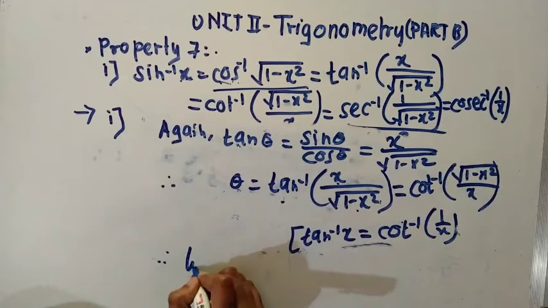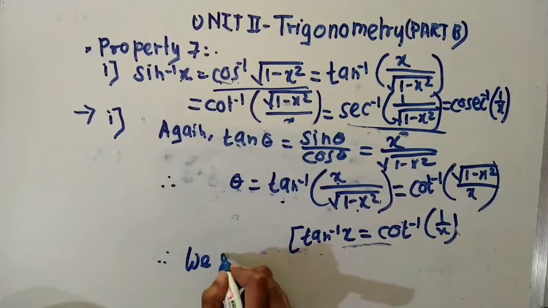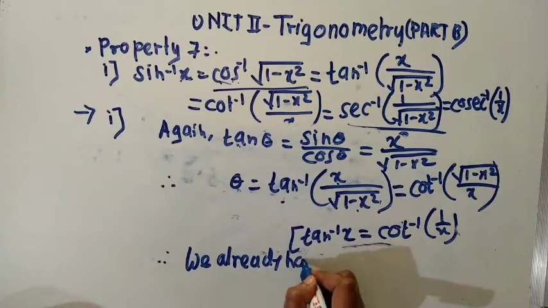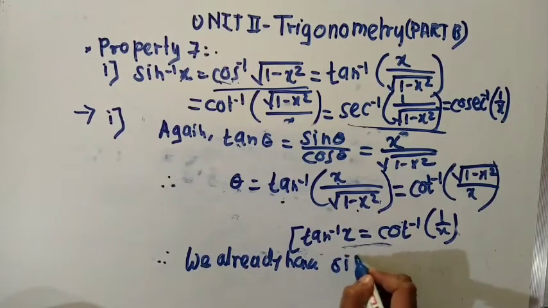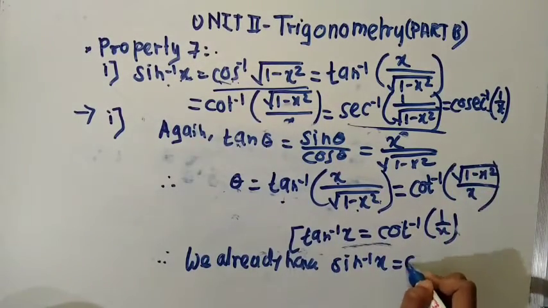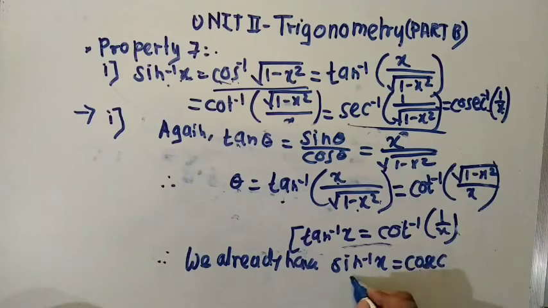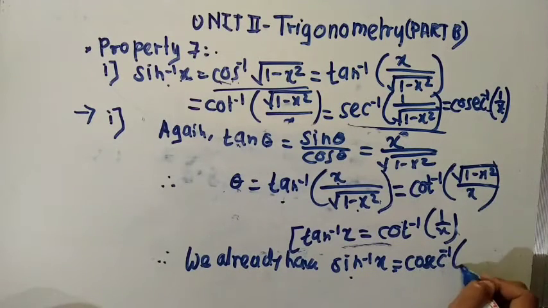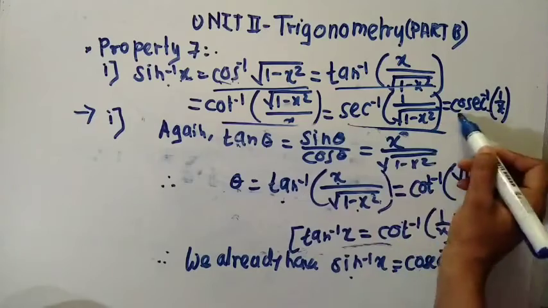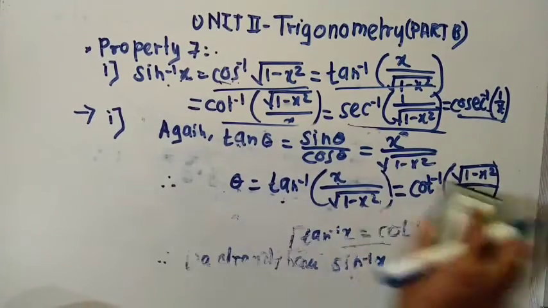And we already have sin inverse of x is equal to, we know that sin inverse of x is equal to cosec inverse of 1 upon x. Hence all these properties are proved.